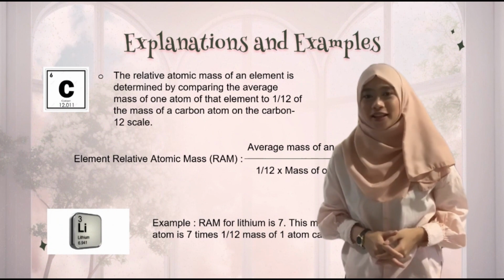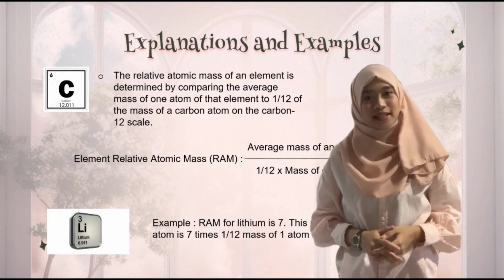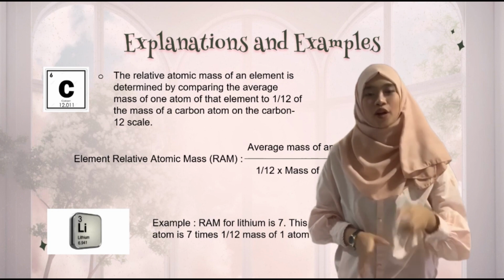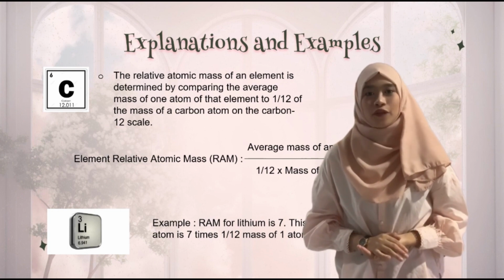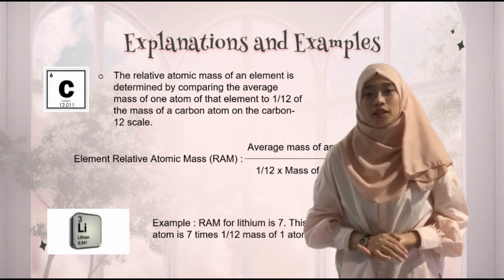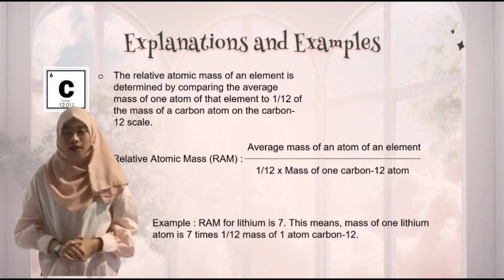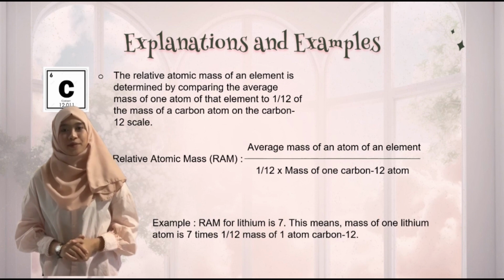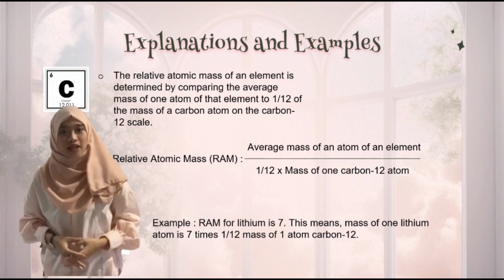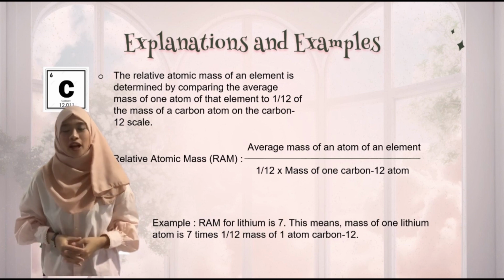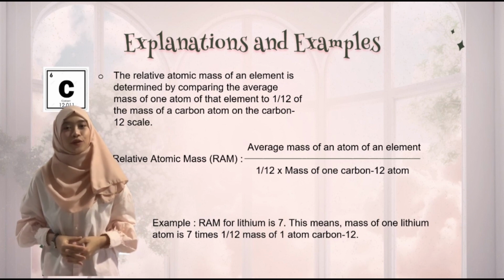Okay, the relative atomic mass of an element is determined by comparing the average mass of one atom of that element to half of the mass of a carbon atom on the carbon-12 scale. As you can see, there is the formula to calculate relative atomic mass. For example, for lithium it is 7, so the mass of one lithium atom is 7 times half the mass of one atom of carbon-12.